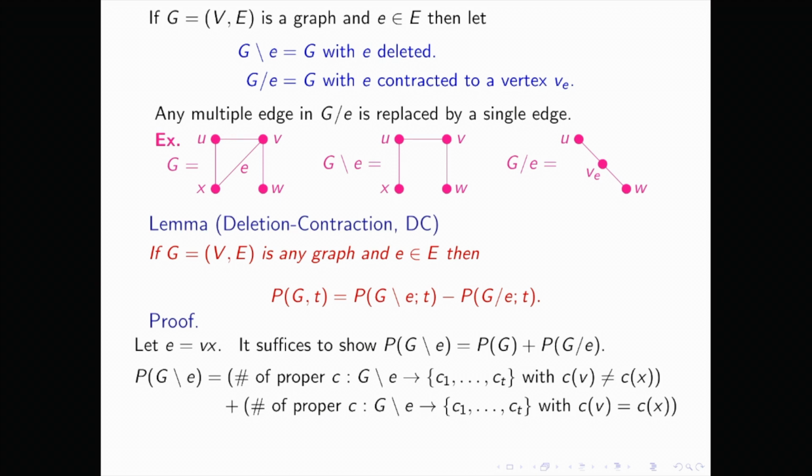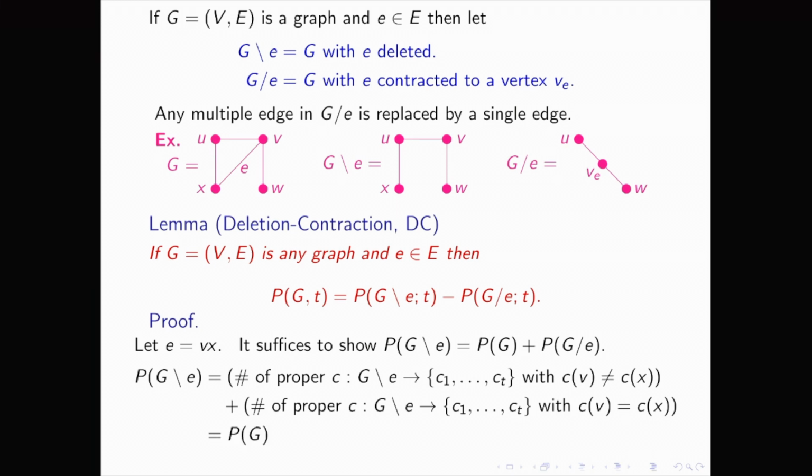Either the vertices V and X have different colors or they have the same color, right? Because we've removed the edge between them, so there's nothing to prevent us from coloring them with the same color. But again, think about it. If I properly color G with E deleted, and I also assume the colors of V and X, which were the endpoints of E, are different, then I'm essentially properly coloring G, right? So the number of ways to do that is P of G.